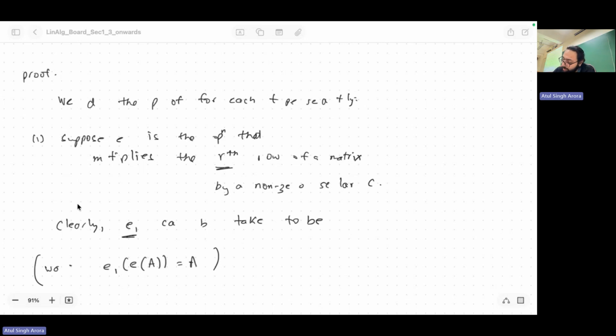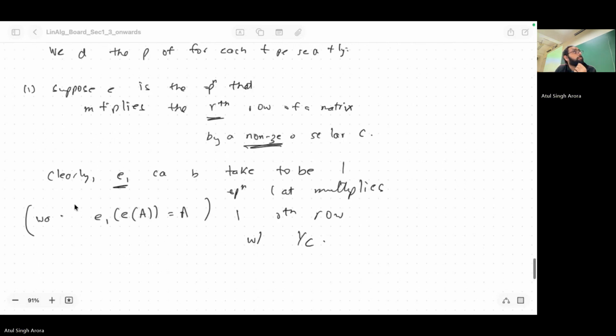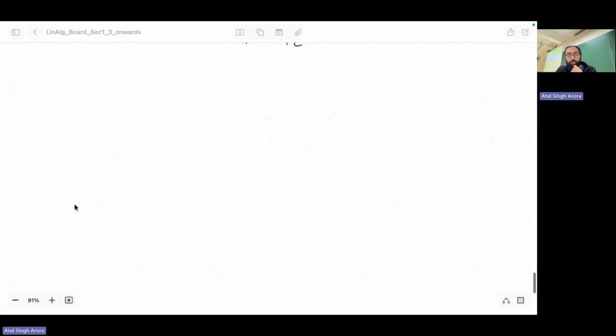So you can take E1 to be the operation that multiplies the rth row by 1 over C, right? And so this is why we needed the C to be non-zero, otherwise you cannot invert. That's the first point. Right. Now let's look at the second point.